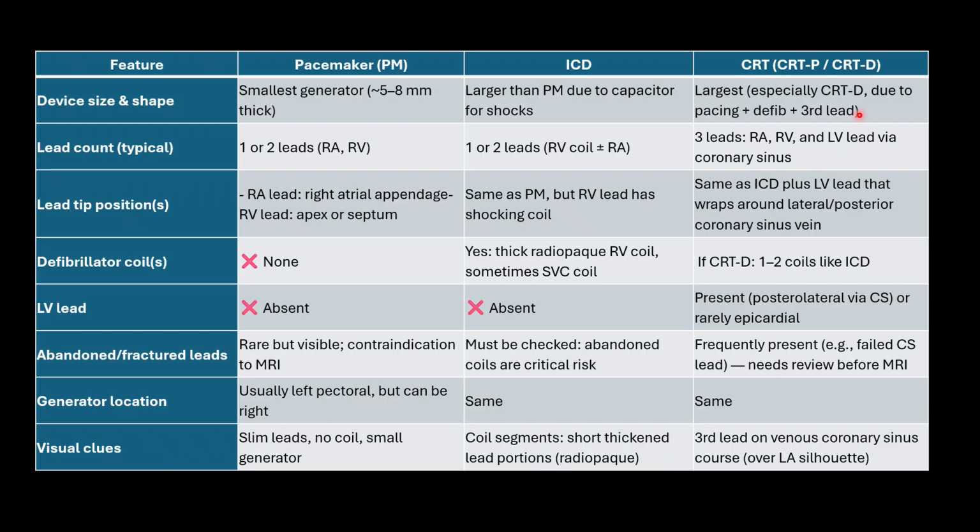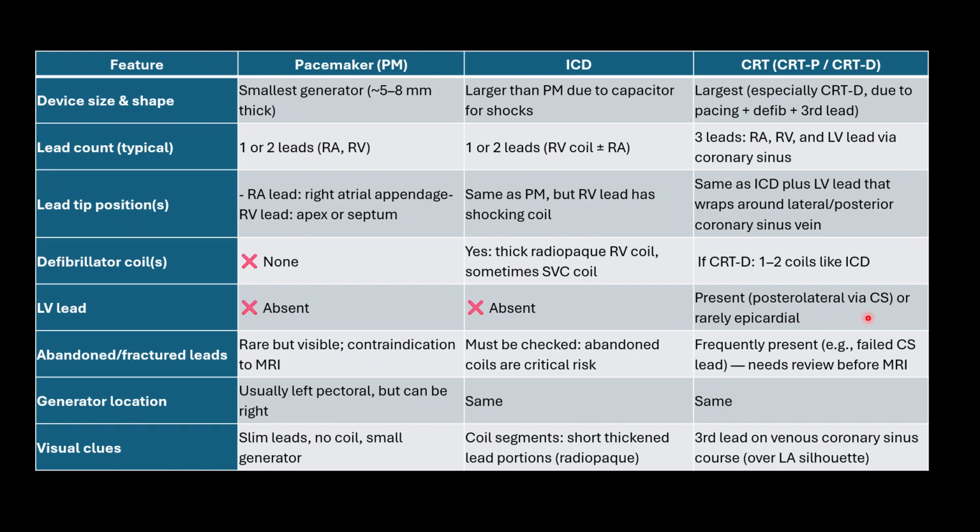If we come to CRT, this has the largest generator, especially in CRT-D, as it has multiple functions like pacing and defibrillation, and a third lead. There are three leads: right atrium, right ventricle, and left ventricle through the coronary sinus. The lead positions are like the ICD plus a left ventricular lead wrapping around the lateral posterior coronary sinus. If it is a CRT-D, it will have one or two coils like the ICD, and the left lead is present.